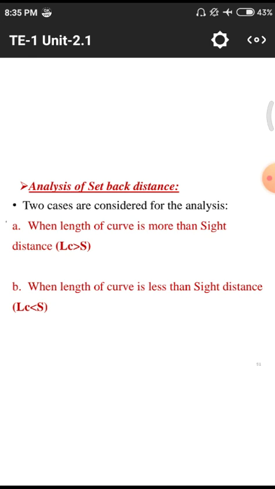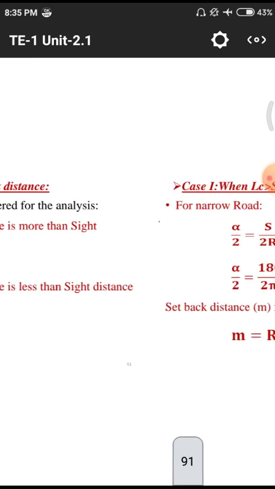The total setback distance is proportional to these side distances. If the length of the curve is more than the side distance, that means the length is more than what we required. If the length is less than that, that is what we need to implement. Those two things we discuss here in the analysis of this setback distance.